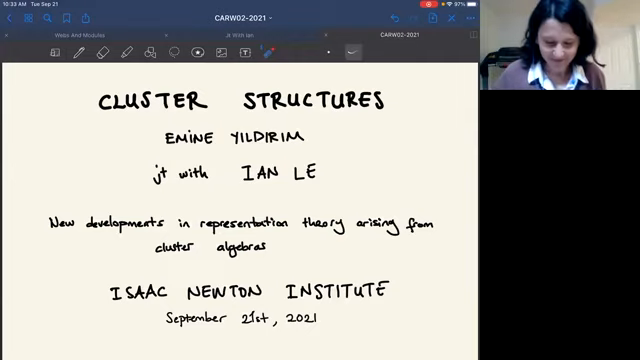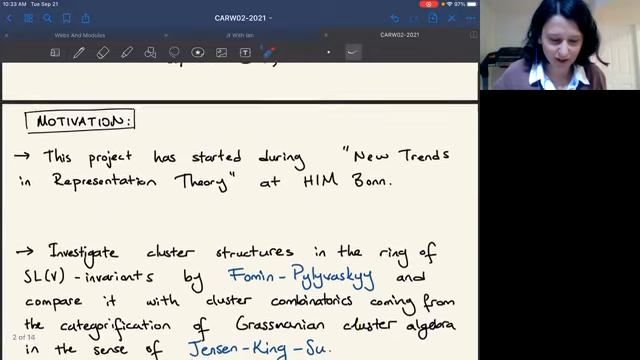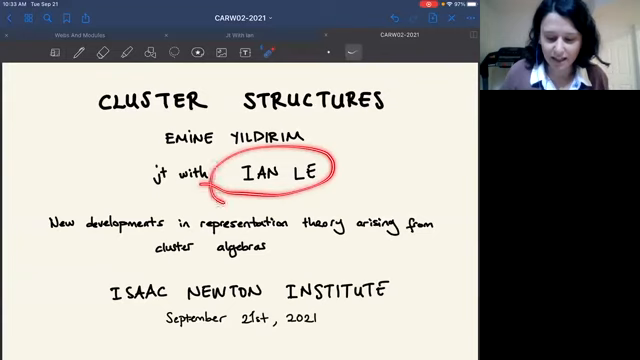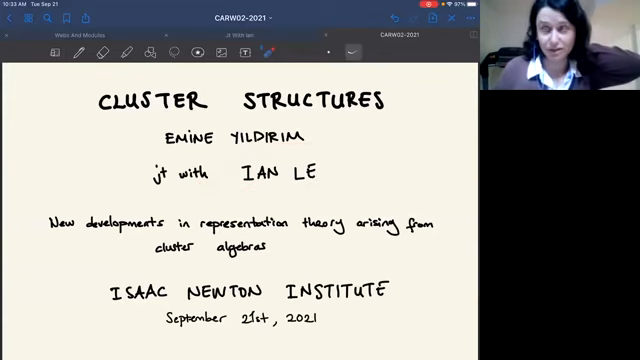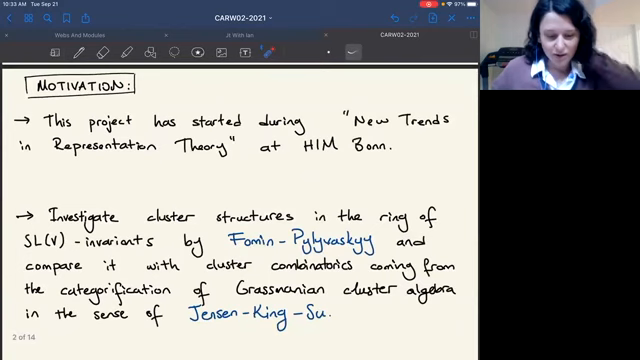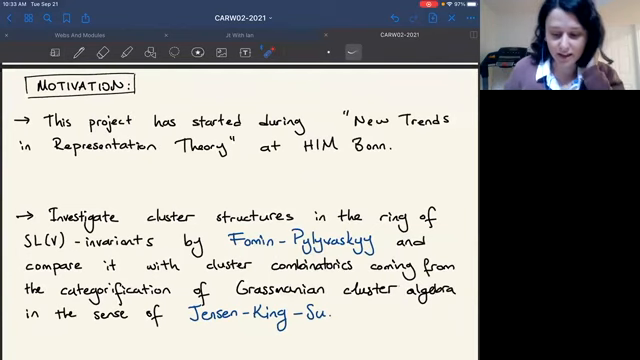So let's start. This is a joint work, ongoing work with Ian Lay from Australian National University. Yes, it's still an ongoing work, in early stage. This project started last fall during the program New Trends in Representation Theory at HIM Bonn.